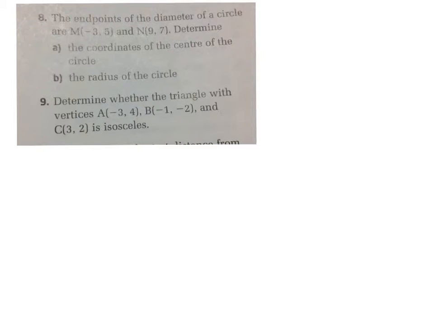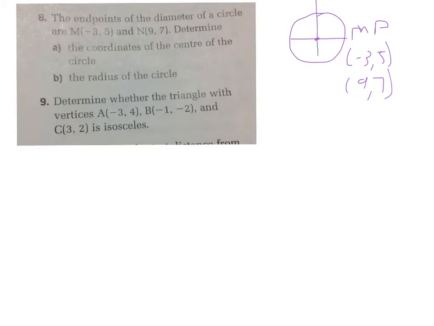So for 8a, if you want the coordinates of the center of the circle, what they've done is they've given you the coordinates of the diameter. And if the center is right there, then all you need to do is find the midpoint, okay? So that should be the midpoint between the point 3,5 and 9,7, so the halfway point, okay?